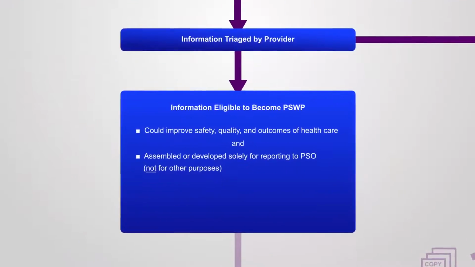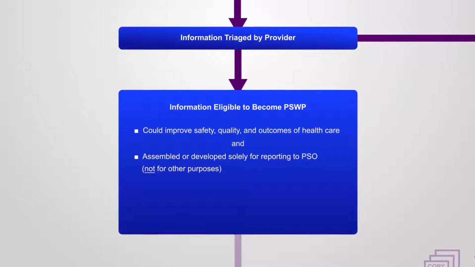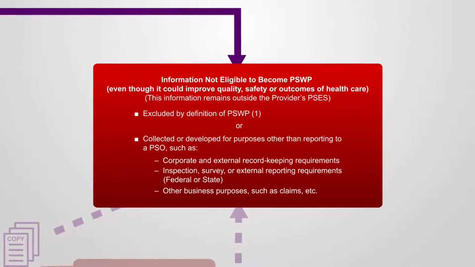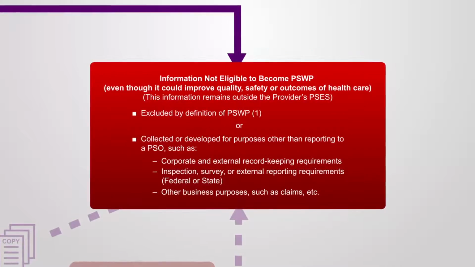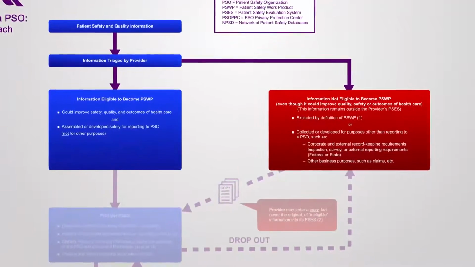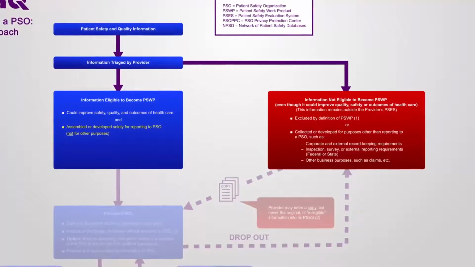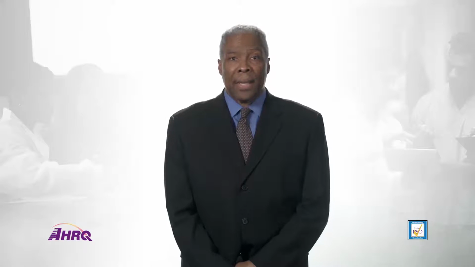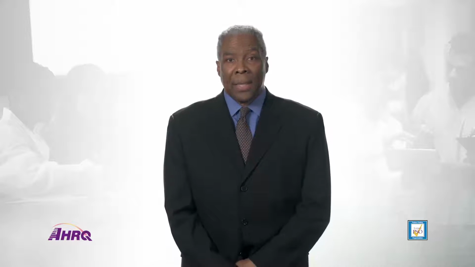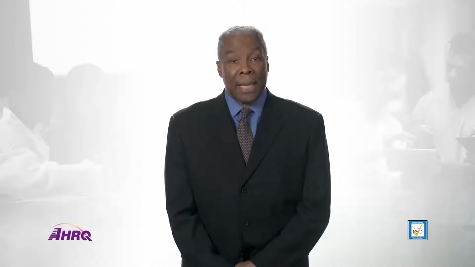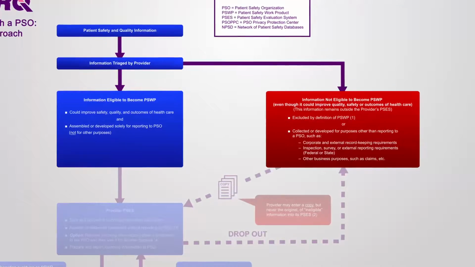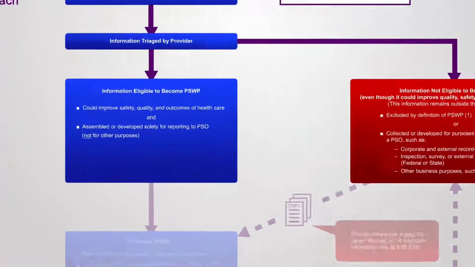The box on the left is for information that is eligible to become PSWP, and the box on the right is for information that itself cannot become PSWP. These two boxes are intended to describe the sorting that takes place during the triage process. In practice, information that is determined eligible to become PSWP could then directly enter the provider's PSES. Let's consider what questions a provider might ask during the triage process.